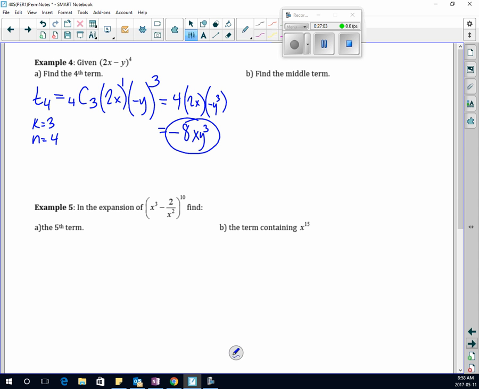Find the middle term. For some reason, people always have trouble with this. How many terms does this binomial have? 5. What's the middle term?